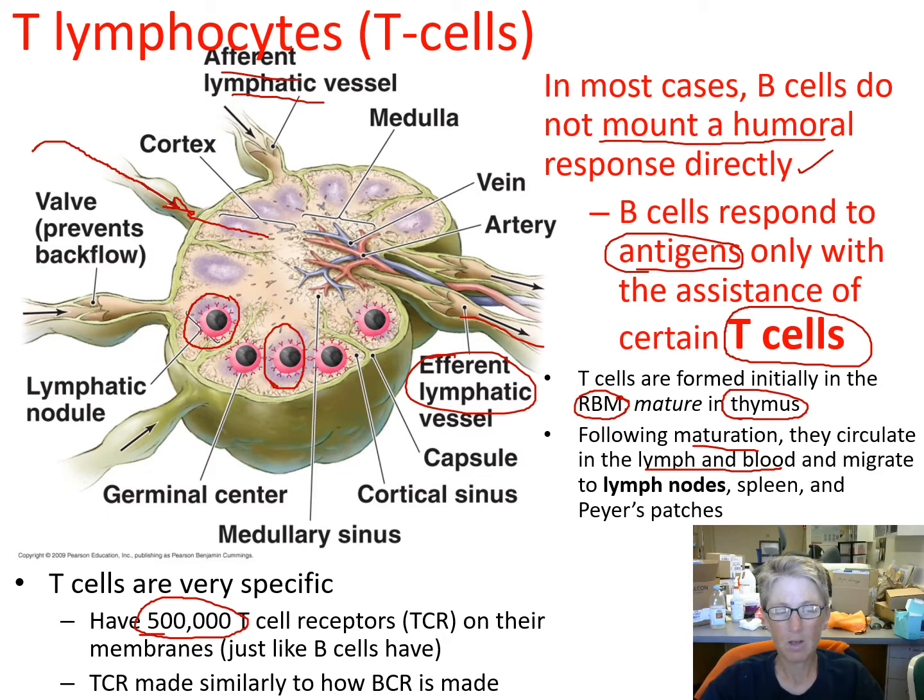And then the T cell receptors, they're proteins, so you got to start with DNA. T cell receptors are made similarly to how B cell receptors are made. We didn't really go into that with B cell receptors because it's a lot of genetics.